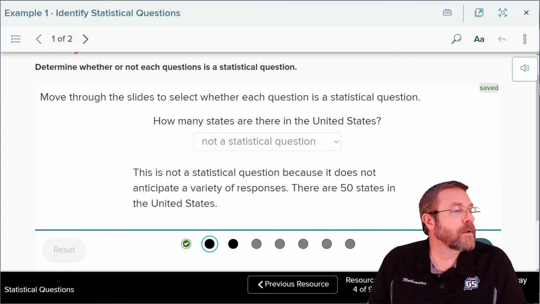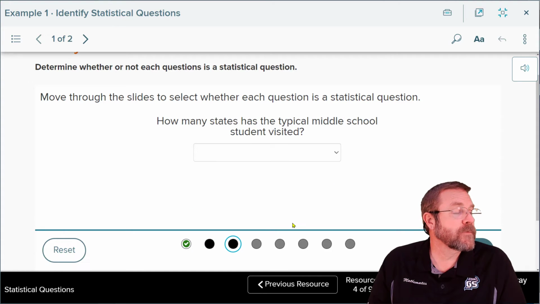All right, let's look at another one here. This is not a statistical question because it does not anticipate a variety of responses. There are 50 states in the United States. Very good.